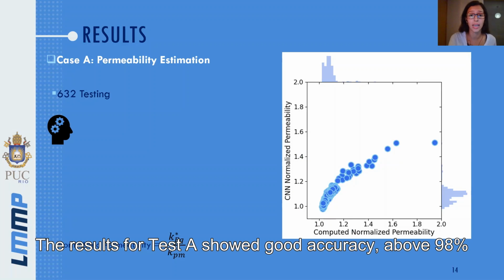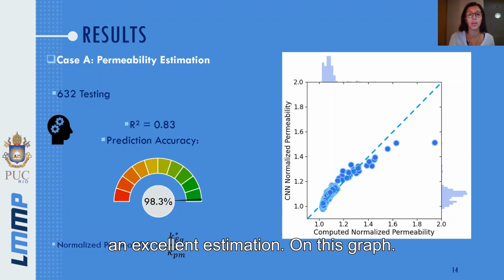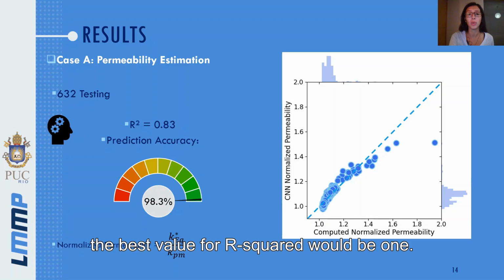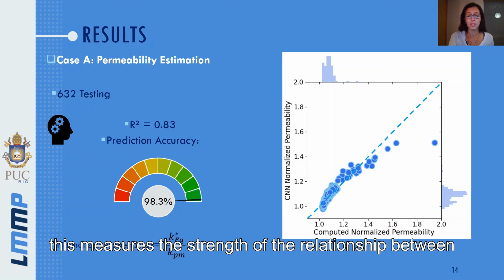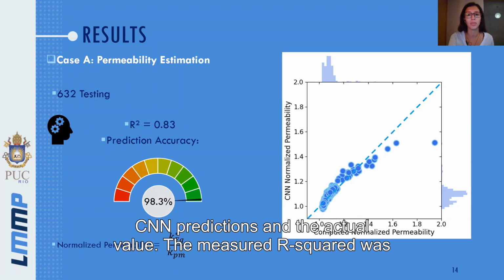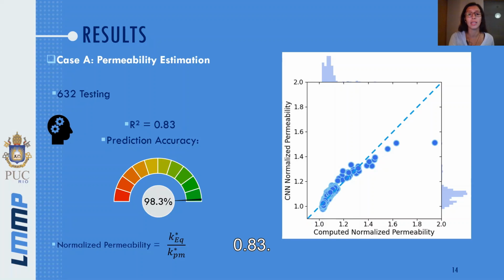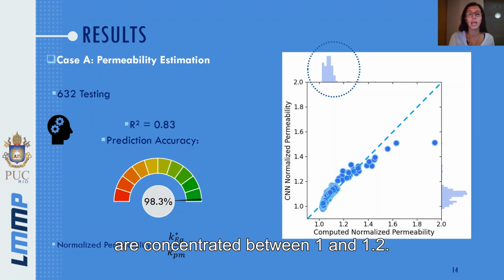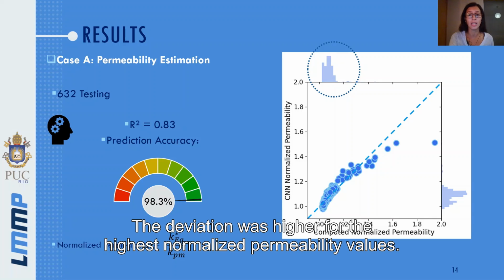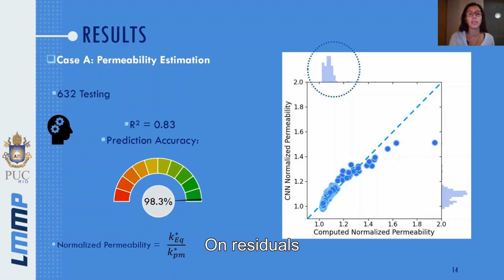The results for test A showed high accuracy, above 98%, an excellent estimation. On this graph, CNN results are plotted against the numerical predictions. In this case, the best value for R-squared would be 1. This measures the strength of the relationship between CNN predictions and the actual value. The measured R-squared was 0.83. Most of the permeability values randomly selected for testing are concentrated between 1 and 1.2. The deviation was higher for the highest normalized permeability values.